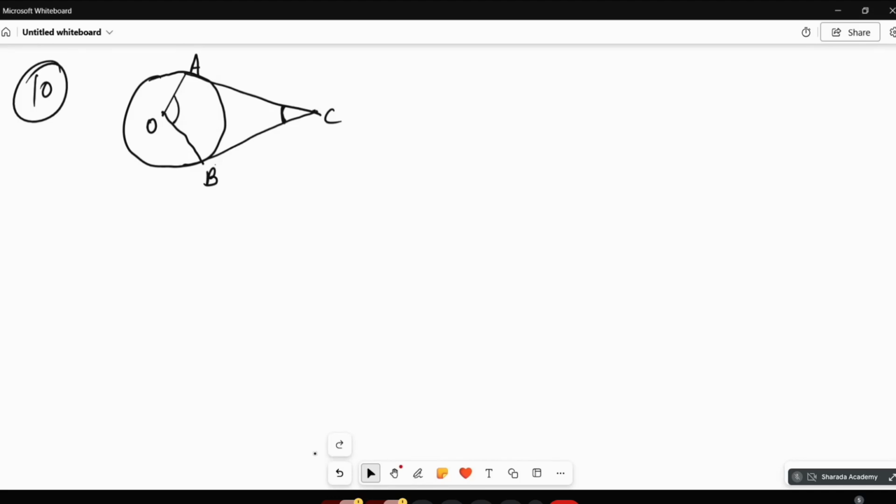Otherwise, if you don't write the diagram, they will not know what is AC and BC. They will not give marks. Some people, they will not give marks at all. If you don't write the diagram, you have to write compulsory.